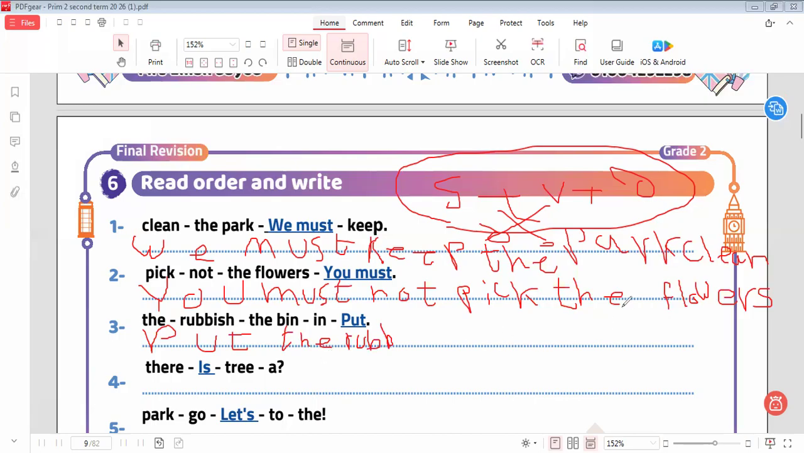But the component of a statement sentence is subject, verb, object. You must know this. Put the rubbish in the bin. Here there is no subject; it starts with the verb. Here is the verb. Put the rubbish in the bin.